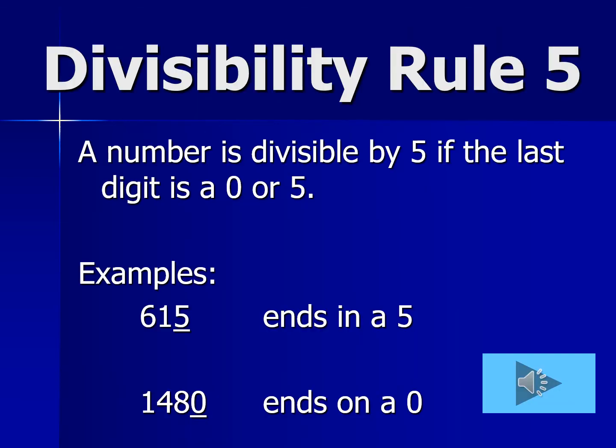So let's see the divisibility rule for 5. A number is divisible by 5 if the last digit is a 0 or 5. So let's see the examples. First number is 615. It is ending with a 5. And likewise 1480. It is ending with a 0. Both the numbers are actually divisible by 5.